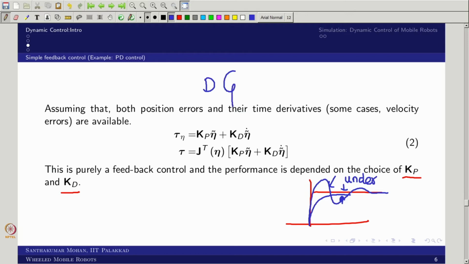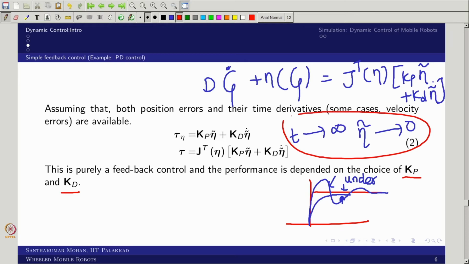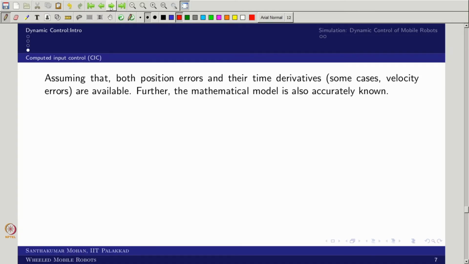You see, you have this equation, and you are substituting this here. So, this equation does not give any guarantee that eta tilde tends to 0 when t tends to infinity. So, this is not guaranteed, right. If this is not guaranteed, then what is the point in using this PD control? That is the whole idea, that is why we are bringing in the new control called computed torque control in general. Here I am putting computed input control.